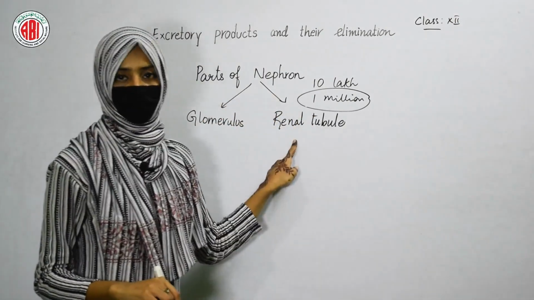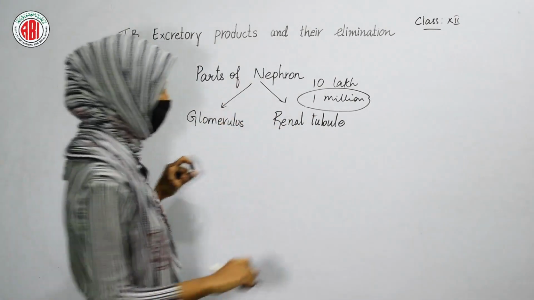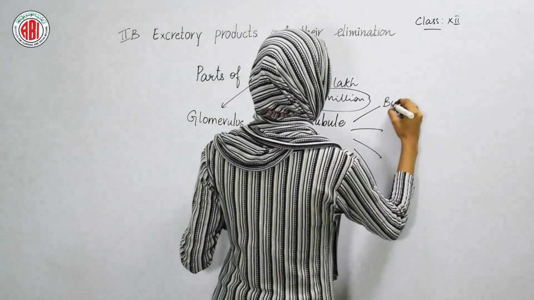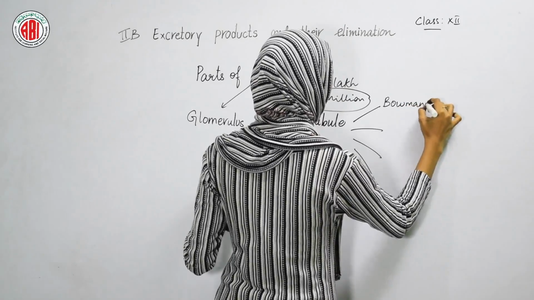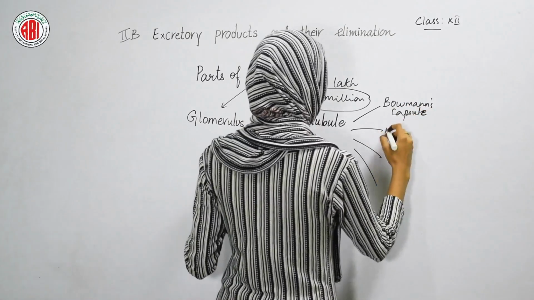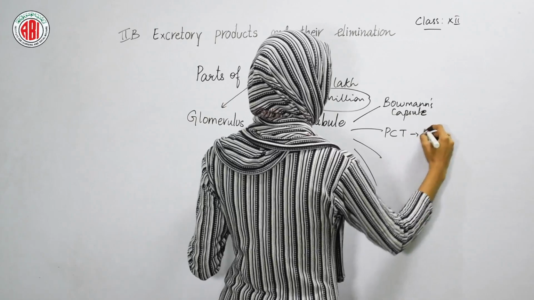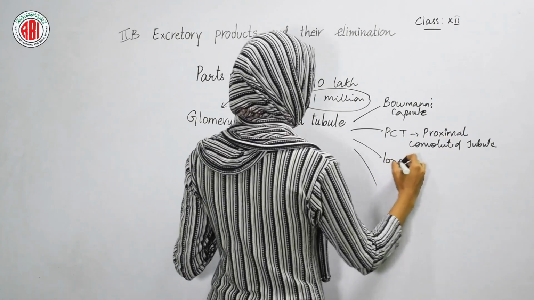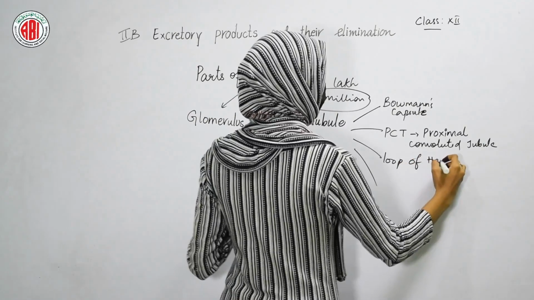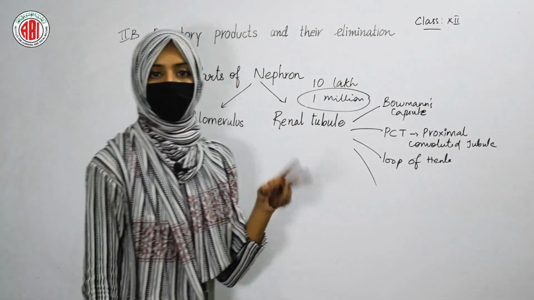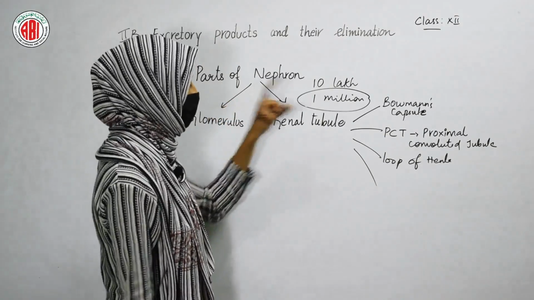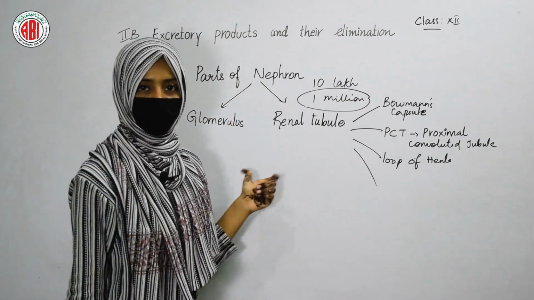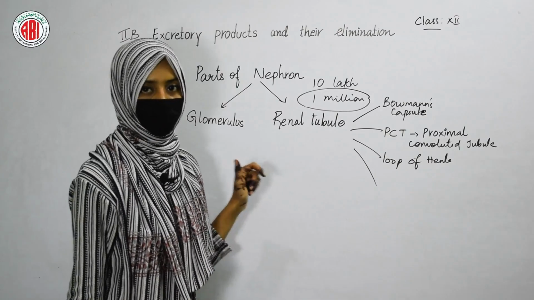When you look at the structure of the renal tubule of a nephron, it shows different parts. It shows Bowman's capsule. It shows PCT, that stands for proximal convoluted tubule, and it also shows a part called the loop of Henle. This loop of Henle is divided again into two main parts: the ascending limb and the descending limb of the loop of Henle. That we'll see while talking about the different parts of our nephron.